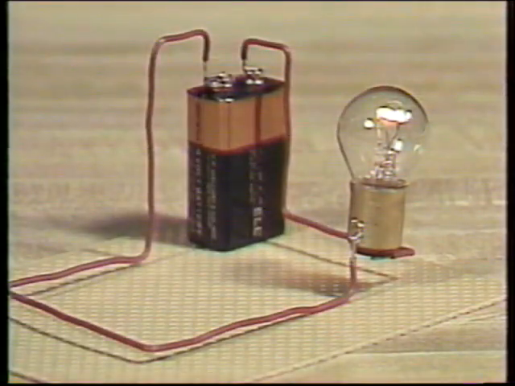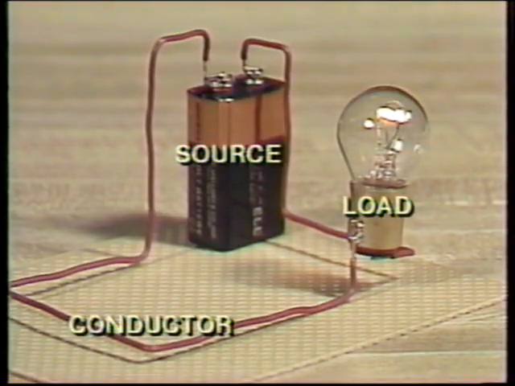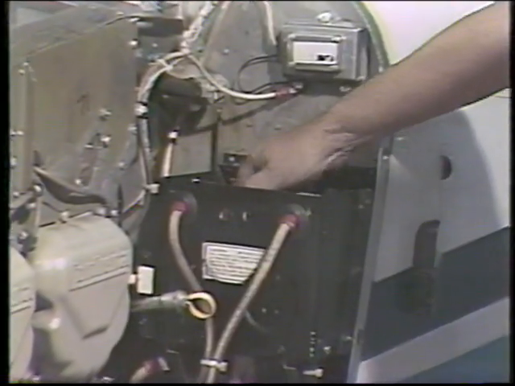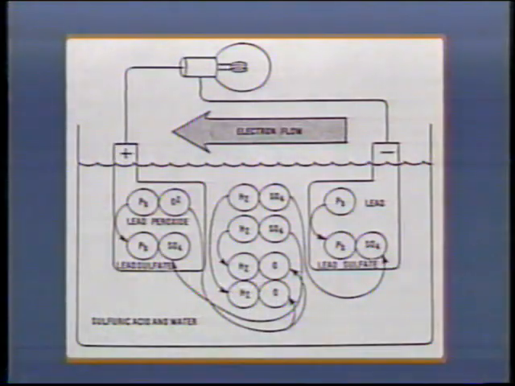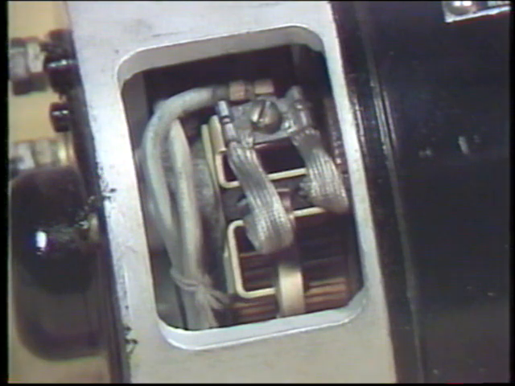All complete electrical circuits must have three basic elements: a source of electrical energy, a load to use the energy, and a conductor to connect the source and the load. The source of electrical energy in most aircraft electrical systems is the battery. The battery converts chemical energy to electrical energy. The source may also be a generator or any other device which converts one form of energy into electrical energy.